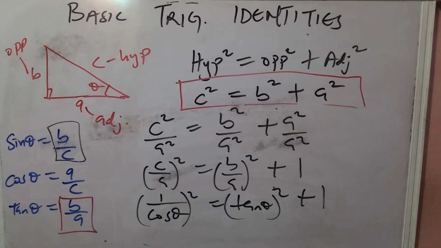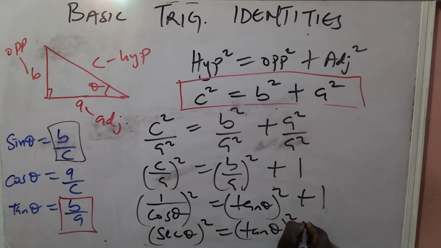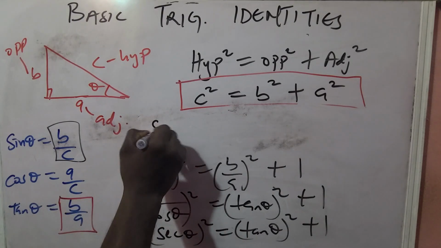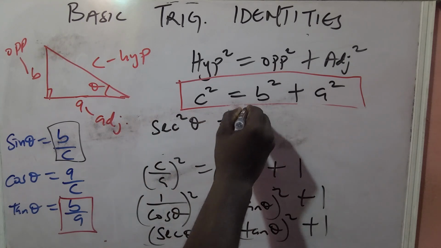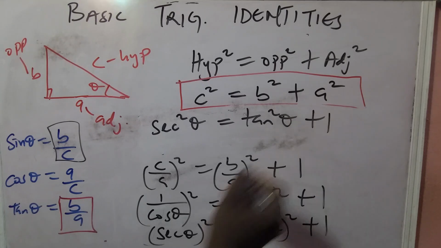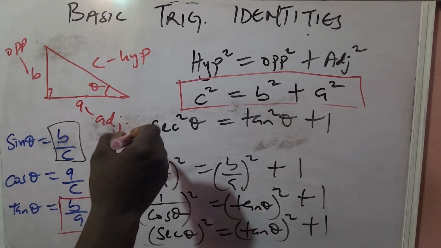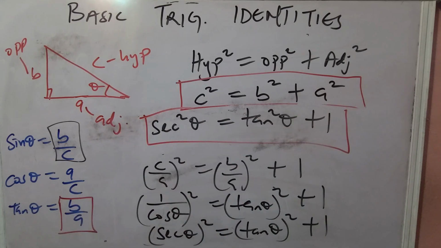Now, from what you can see right here, obviously 1 over cos theta, the cosine of angle theta, is the same thing as sec theta. Everything all square will be equal to tan theta, everything all square plus 1. So I won't be wrong if I deduce my last identity by saying sec square theta equals tan square theta plus 1. So these are the 7 basic identities we will be dealing with under trigonometry.